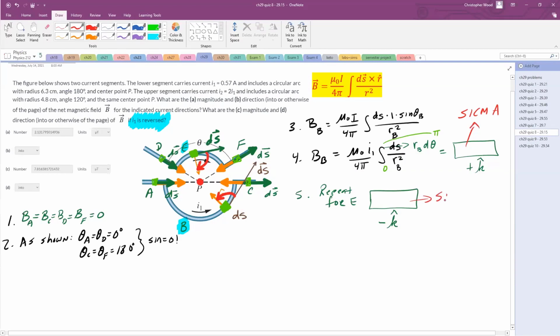Professor: Yep. So we would get an answer in Tesla, right? And then we have to convert. Yeah, right. So 1 Tesla equals 1e6 microtesla.